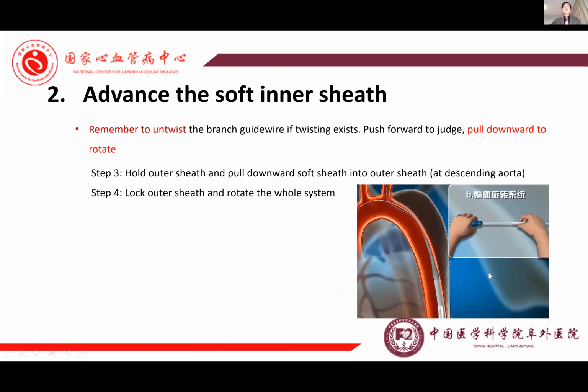So that's a movie to show you how to deliver this stent graft. You have to put the soft shaft forward, then adjust the angle. If it's not on the right side, you move it back to adjust it, then try again. Maybe you adjust it 1, 2, 3 times, then you may find the valve, especially the branch valve, in the right position and the 8 mark to be inside the inner shaft. That's very important.